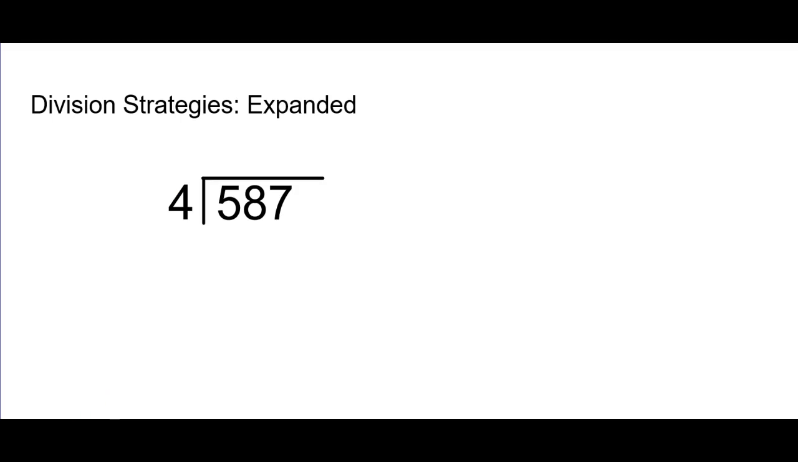Our expanded model looks a lot like the traditional method, but it's a little bit different here. What I'm going to do is pick a number and multiply it by 4, and then subtract that number from 587. In this case, what pops into my head to start off with is 100. So I'm going to write it right here, 100. What is 4 times 100? It's 400. So I'm going to subtract 400 from 587, and that gives me 187.